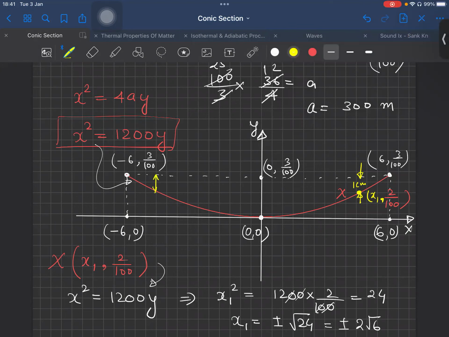So this point is X dash, which is minus 2 root 6, comma 2 upon 100, and one point is this, which is 2 root 6, comma 2 upon 100. Both these points lie on this parabola. Understood? So it is not 1 point, there will be 2 points. So the solution in this solved problem is not complete. It is not wrong, but it is an incomplete solution.